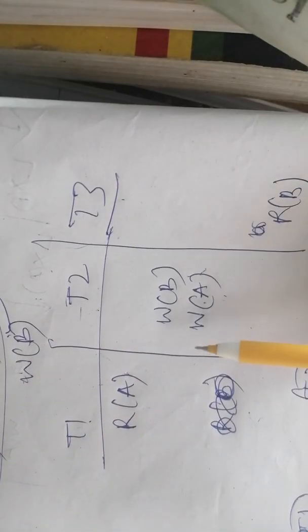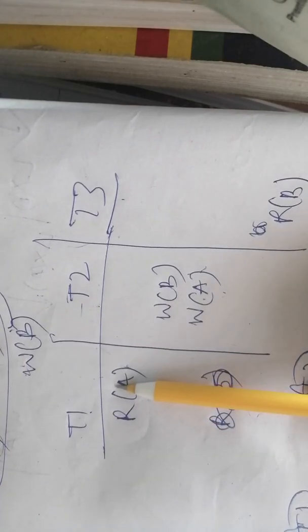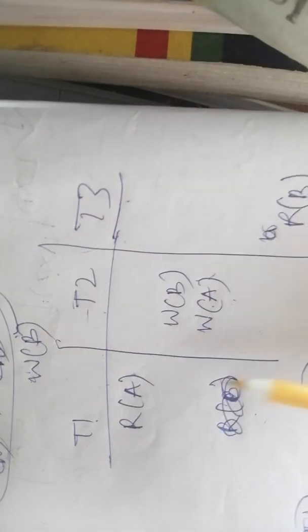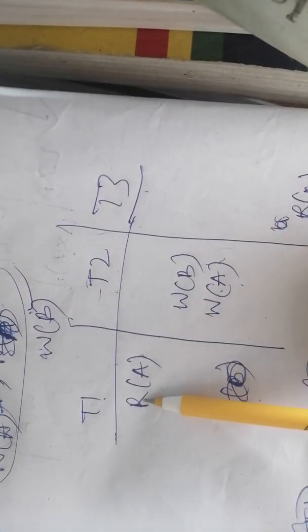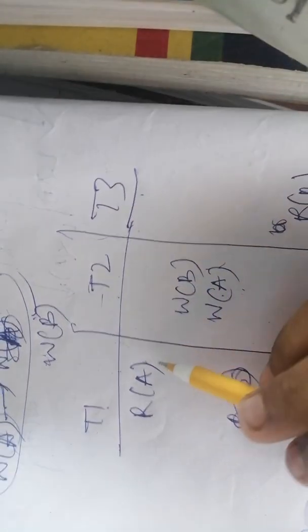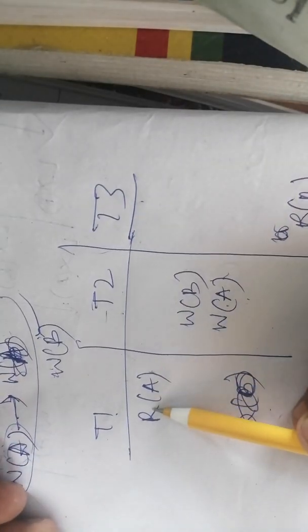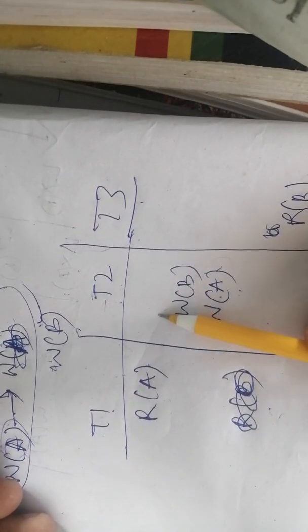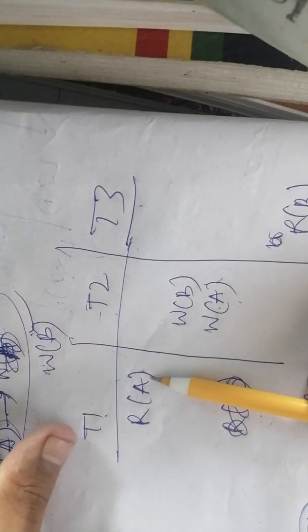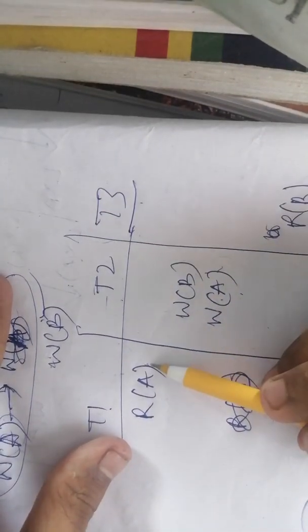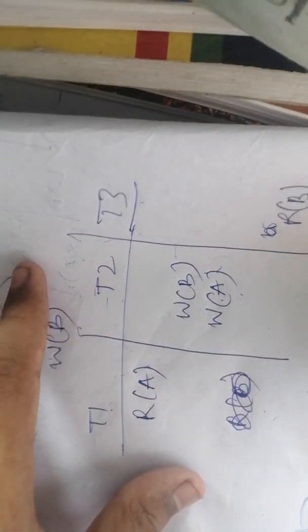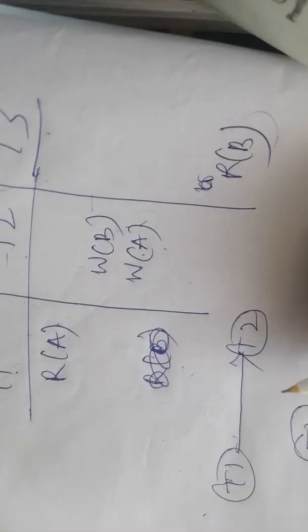So let's check. Here read A is present, write B, write A, and read B. Which one occurred first? Read A occurred first. So check whether any conflicting operation occurred or not. Read A with write B: no, this is not conflicting. Let's move on to the next one. Read A compared with write A: yes, this is a conflicting operation. So let's draw an edge from T1 to T2.